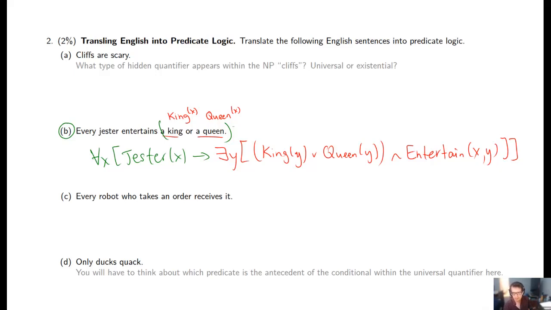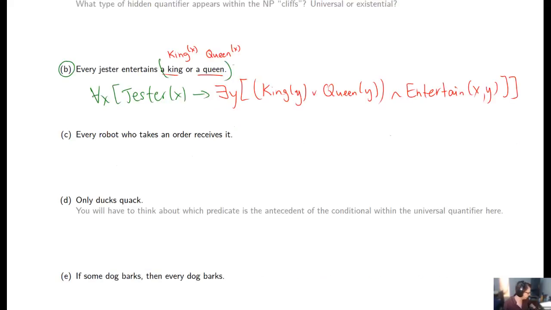So that one had some small troubles. Every robot who takes an order receives it. Yeah, this one was troubling for a different reason entirely. This one was troubling because of the fact that you have an order with robot in a relative clause.